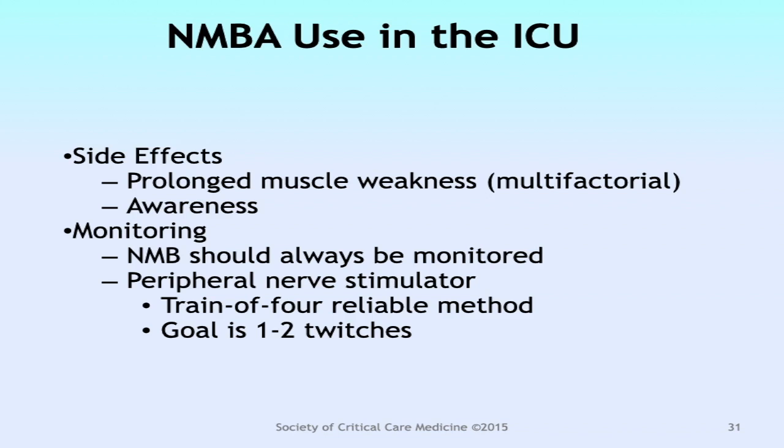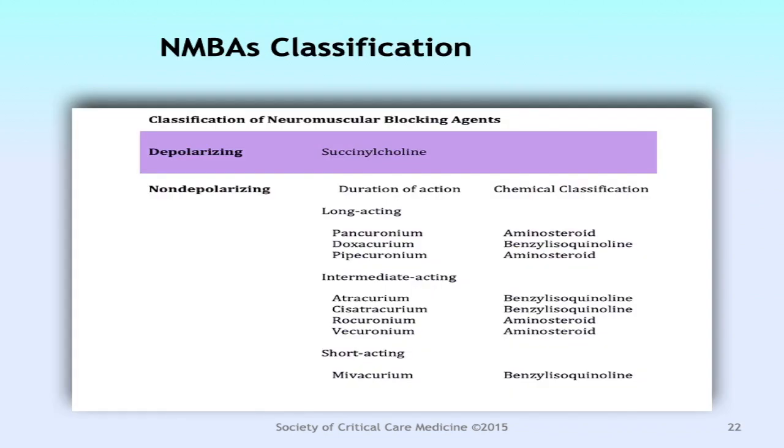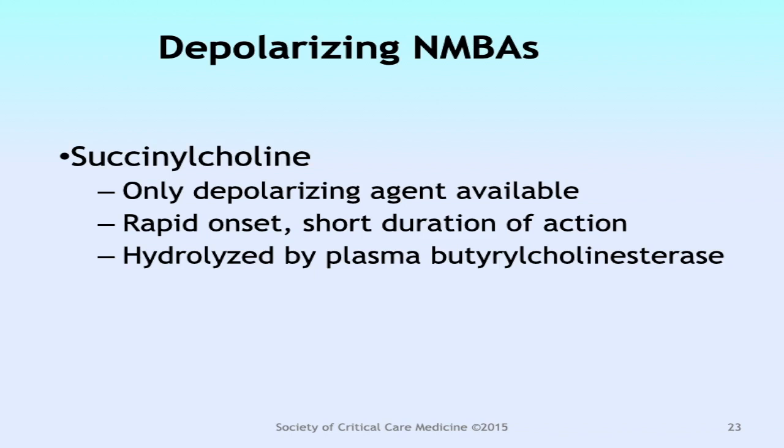So monitoring is important. We'll come in a separate slide about how to monitor them. And here are the classifications: depolarizing and non-depolarizing. Depolarizing is acetylcholine, and non-depolarizing we have what we call long-acting, intermediate-acting, and short-acting. So the only depolarizing neuromuscular blocking agent is acetylcholine.